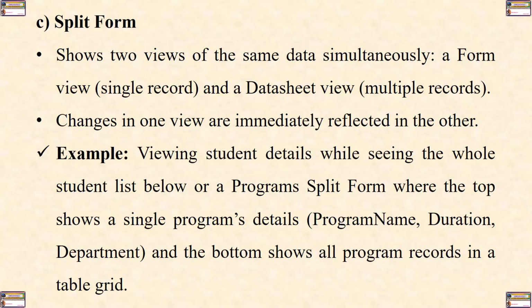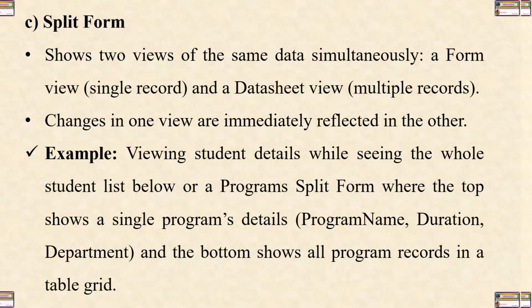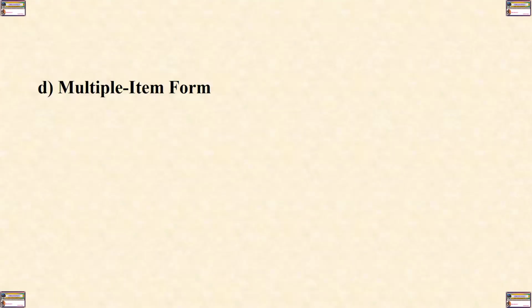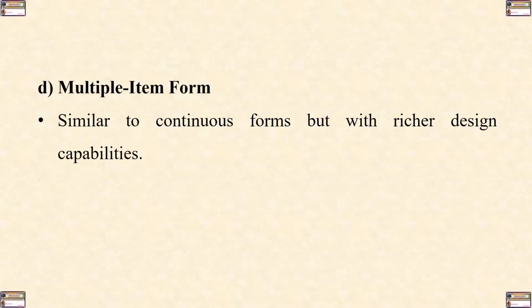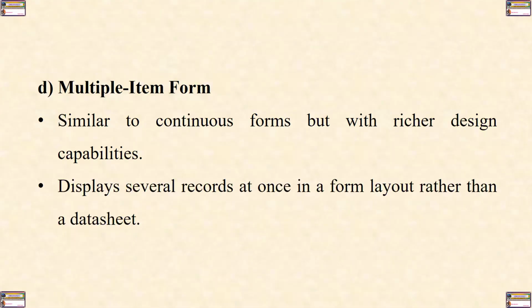For example, viewing student details while seeing the whole student list below, or a program split form where the top shows a single program's details, such as program's name, program duration, and the department, while the bottom one shows all the program records in a table or grid. Number 4 is what we call the multiple item form. This is a form which is similar to continuous forms, but with richer design capabilities. It displays several records at once in a form layout rather than a datasheet.